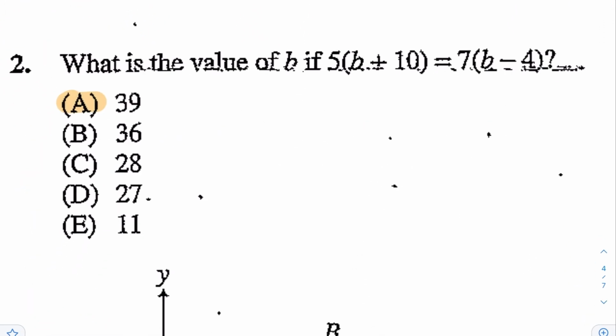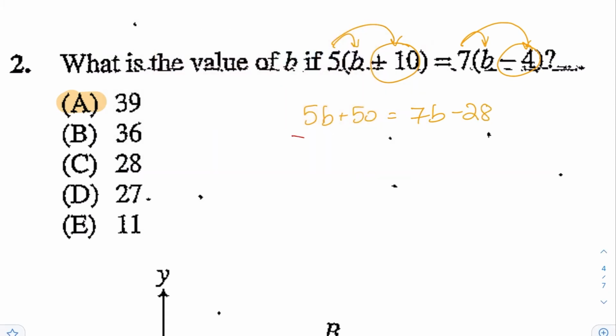Next for number 2, what's the value of b if 5 times b plus 10 is equal to 7 times b minus 4? So to solve for b, you have to distribute first. And remember, when you distribute, you include the sign. So you have 5b plus 50 is equal to 7b minus 28.